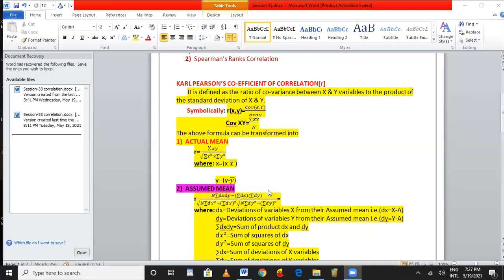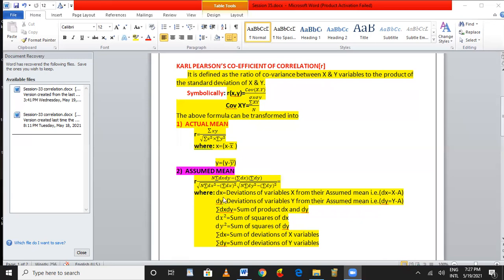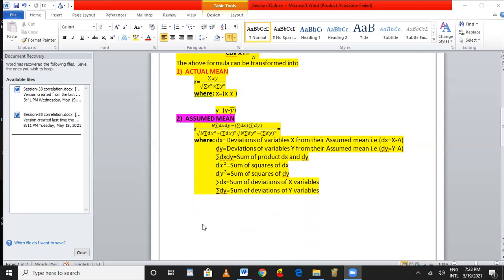So here we discussed the assumed mean method. Here dx means deviation of variable x from the assumed mean, x minus a. In the same way, dy is the deviation of variable y from its assumed mean, y minus a. Sigma dx dy is the sum of the products. Sigma dx square is the sum of squares of dx, and sigma dy square is the sum of squares of dy. Sigma dx is the sum of the deviations of the x variable, and sigma dy is the sum of the deviations of the y variable. By applying this formula, we can get the correlation coefficient.